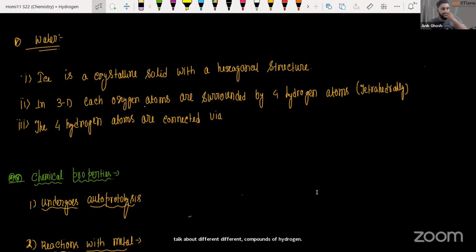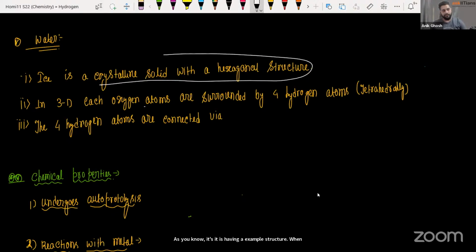Okay. First, guys, for water, as you know, it is having a hexagonal structure when it is in the solid state. In the crystalline solid state, it is forming a hexagonal structure. How is it forming this hexagonal structure? Because in solid state, it is capable of making hydrogen bondings, right?